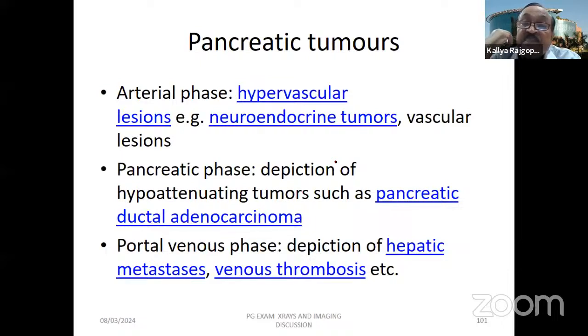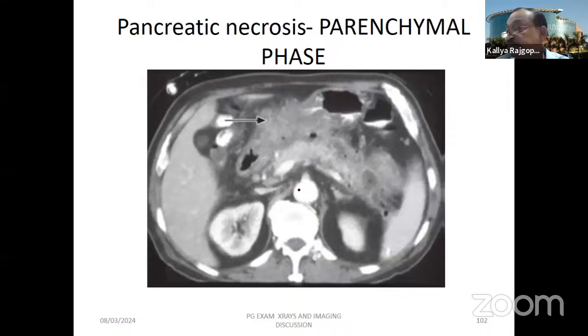Similarly, in a pancreatic tumor also, we can do a triple phase, which includes arterial. The initial part is to know the vascularity of the tumor, including a neuroendocrine tumor. The pancreatic phase is for hypovascular tumors such as pancreatic ductal adenocarcinomas. And of course, the portal venous phase, as I mentioned to you, for hepatic metastasis, venous thrombosis, etc.